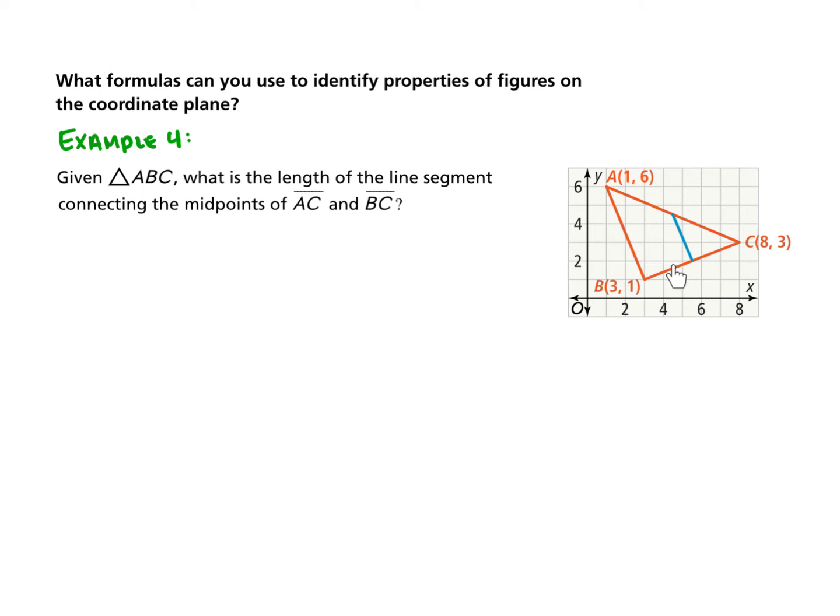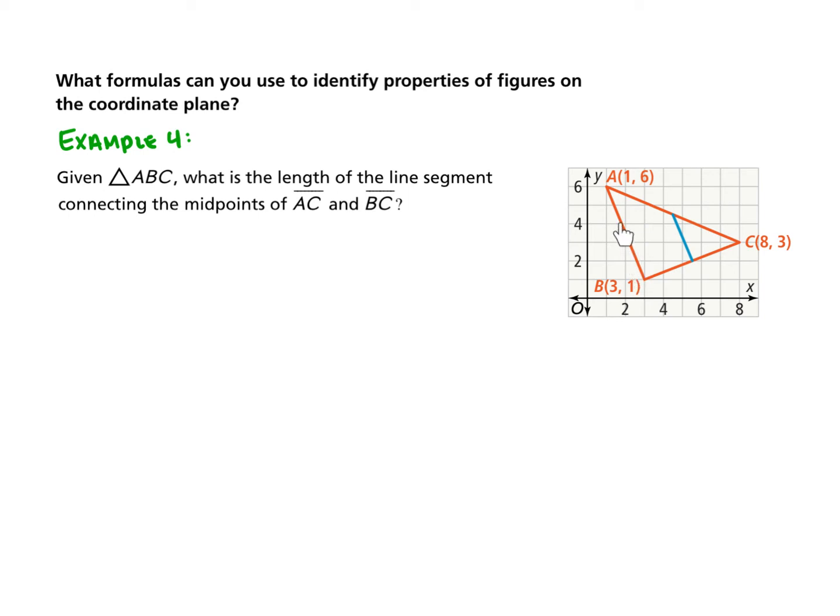Example 4 says, given triangle ABC, same triangle, what is the length of the line segment connecting the midpoints of segment AC and segment BC? That would be this blue segment here. How long is that segment? Now we have 2 options here. We could either find the coordinates of those midpoints and then use the distance formula, or we could remember that we learned a theorem that says that this segment, called the midsegment, connecting the midpoints of 2 sides, is going to be half as long as the third side of the triangle.